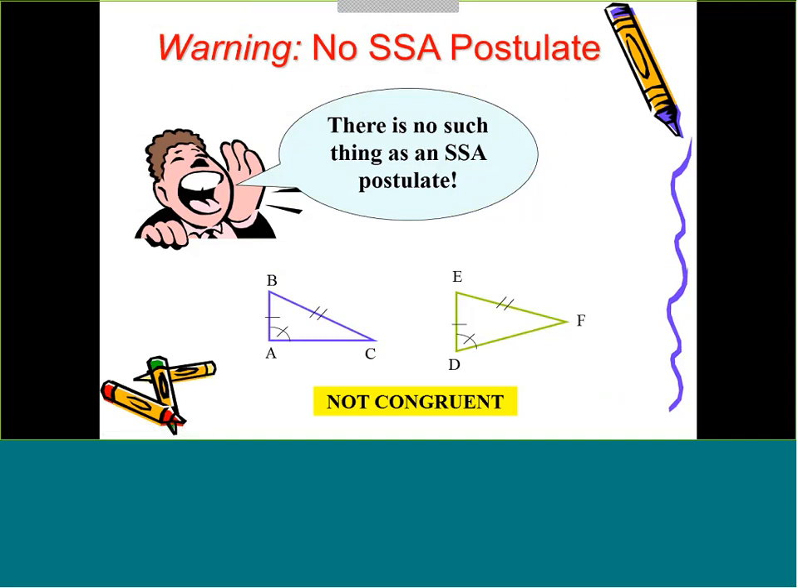Now be careful with this one. There is no such thing as a side-side-angle postulate. If I try to construct a side, angle, and I try to construct on another triangle a side, angle, it's actually possible to construct two different triangles if that's all the information you have. So you can never prove triangles are congruent by using side, side, angle. Don't ever try to use it. It does not work. It's possible to construct two different triangles out of that.